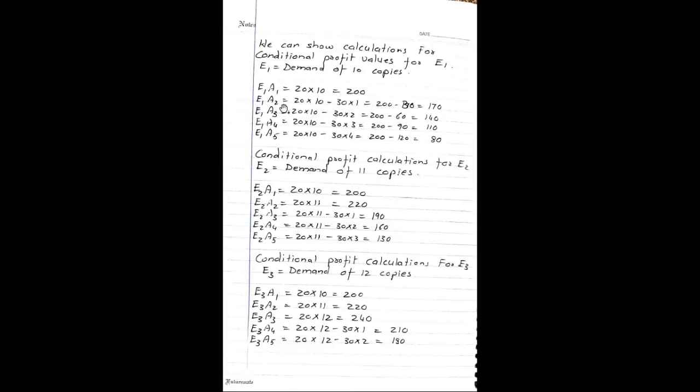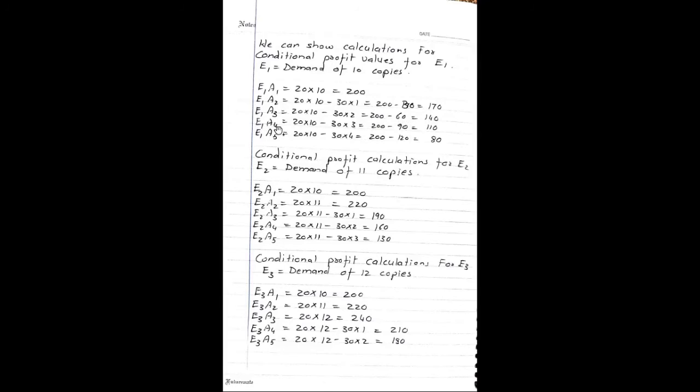So E1, A2. Demand of 10 copies, stock of 11 copies. So one copy will remain unsold. So 20 into 10 minus 30 into 1. So 200 minus 30. The answer is 170. Then E1, A3. E1 is demand of 10 copies. A3 is stock of 12 copies. So 2 copies will remain unsold. So 20 into 10 minus 30 into 2. Answer becomes 200 minus 60, which is equal to 140.